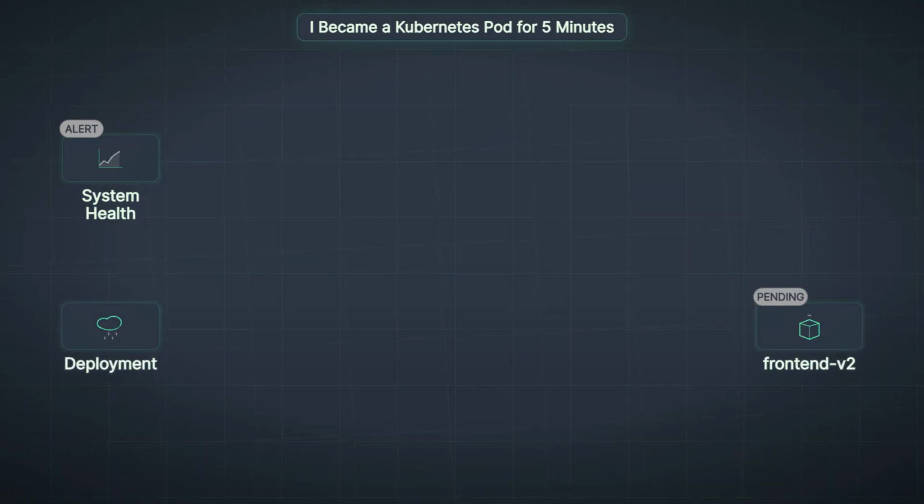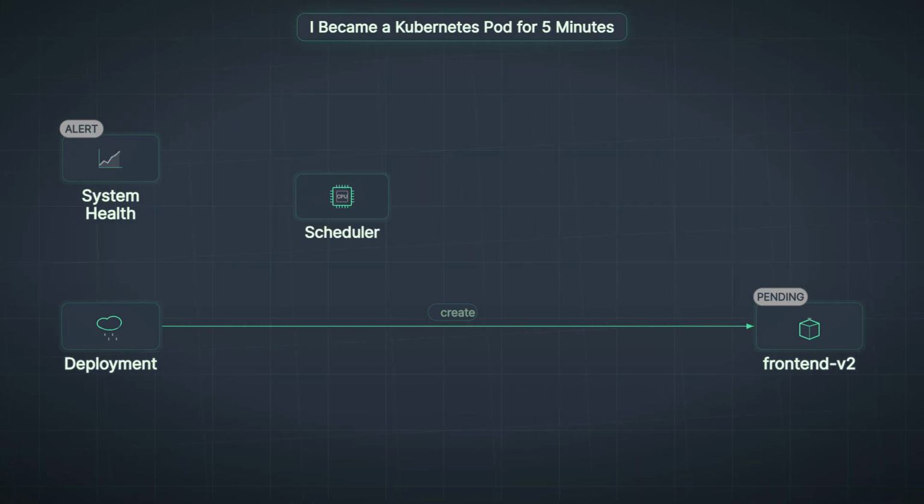It is created by the deployment controller. The pod is born and ready for its journey through the cluster. The pod arrives at the scheduler, the first gate. The scheduler finds a suitable node based on resources and constraints. The pod is assigned to node T3.